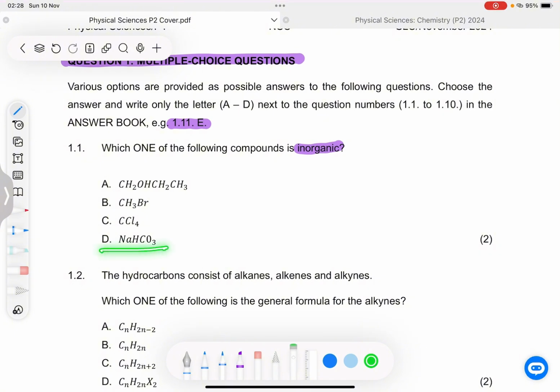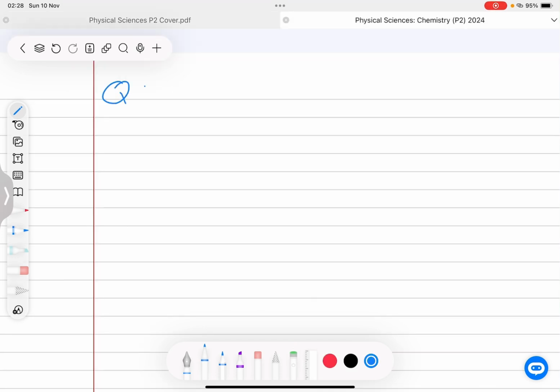If you look at D, it's a compound called sodium hydrogen carbonate. It's part of the hydrogen carbonates. Some people call it sodium bicarbonate. So our answer to question 1.1 should be D.